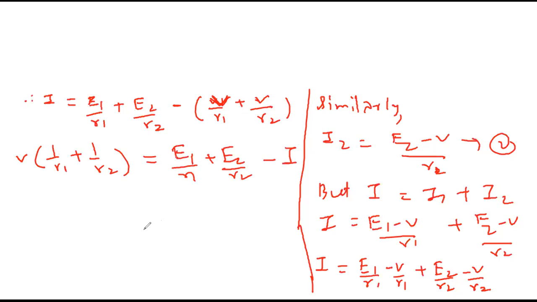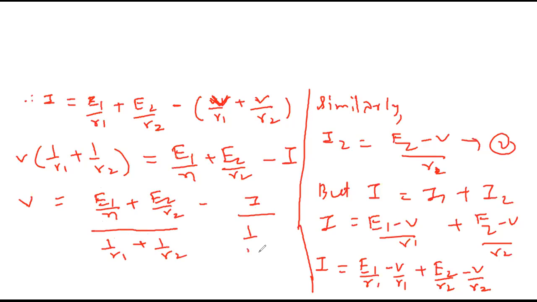Any doubt? No, sir. Very good. So V is E1 upon R1, E2 upon R2 minus I. Throughout I divide by 1 upon R1 plus 1 upon R2. I have divided the whole bracket. Will this work? Did you understand what was done? Just copy till this.